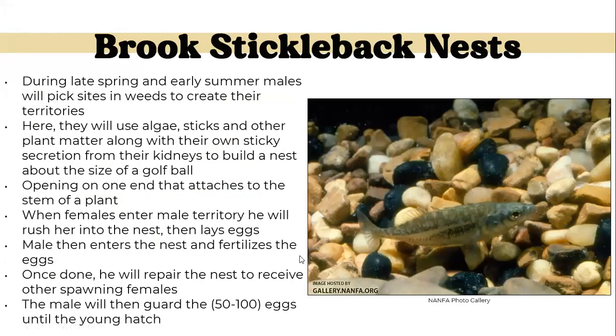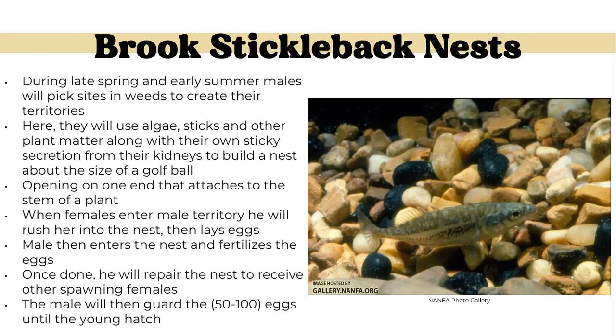But these males will actually build nests, which is kind of neat because you don't think about a fish building a nest. During the late spring and early summer, males will spread out and look for a perfect area for their territory. They like it in the weeds because then they don't have to worry about predators as much. What they will do is use algae, sticks, and plant matter, and they make a sticky secretion like a glue from their kidneys to build this golf ball sized nest.